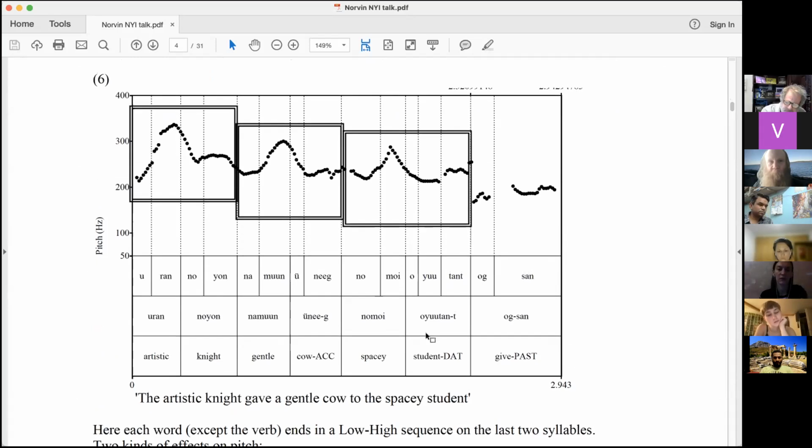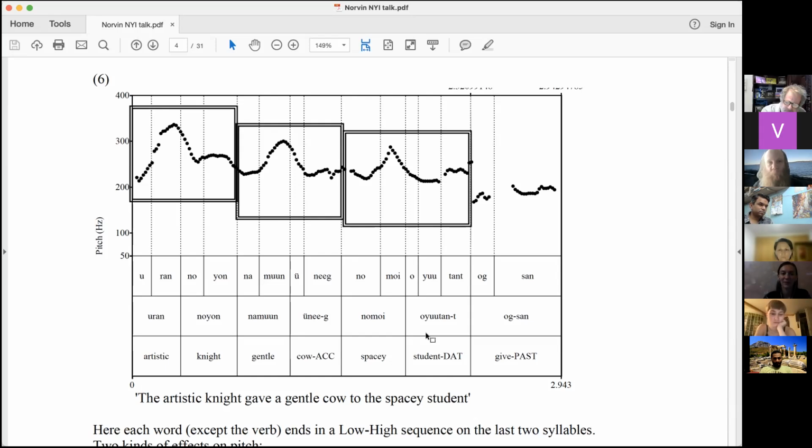This is a Mongolian sentence containing 3 branching noun phrases, 3 noun phrases that consist of an adjective and a noun. It means the artistic knight gave a gentle cow to the spacey student. It's a perfectly normal, ordinary Mongolian sentence. Mongolians say this kind of thing to each other all the time. And I have boxes around the DPs in this sentence.